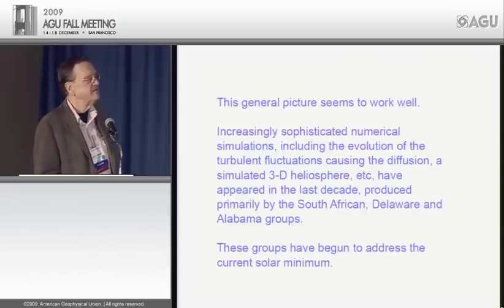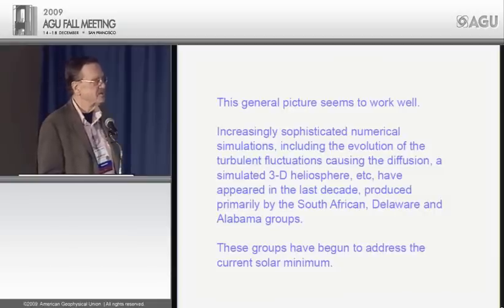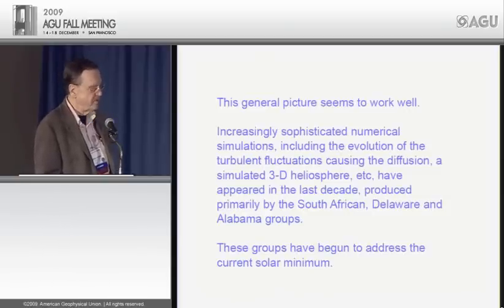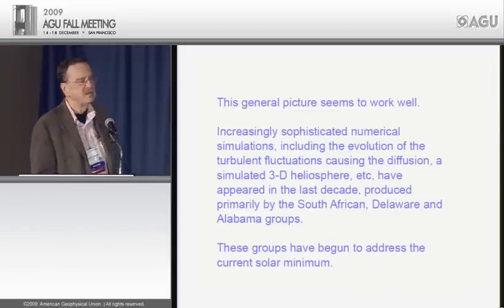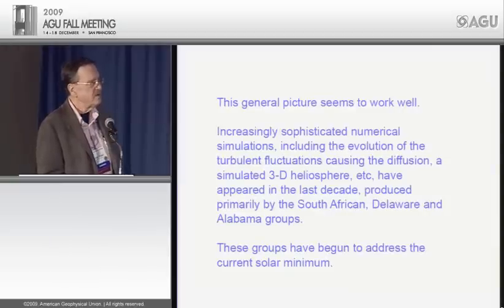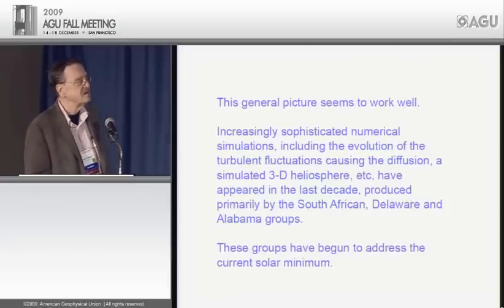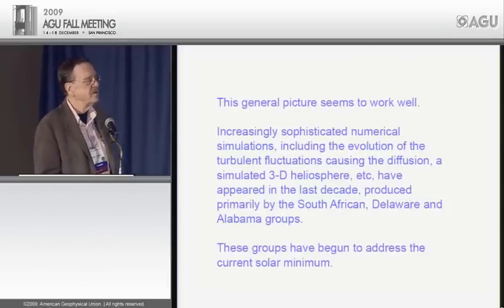They now have knobs for the turbulence and things like that, and they can do self-consistent models, and there is very good agreement with the observations. These groups have begun to address the current solar minimum, but as I will point out, we really have to wait a while before we can make a definitive study of this. The question really remains, in my mind, whether these very sophisticated models based on the paradigm that I just discussed will continue to be adequate or whether we're going to have a paradigm shift. Of course, we don't know yet.